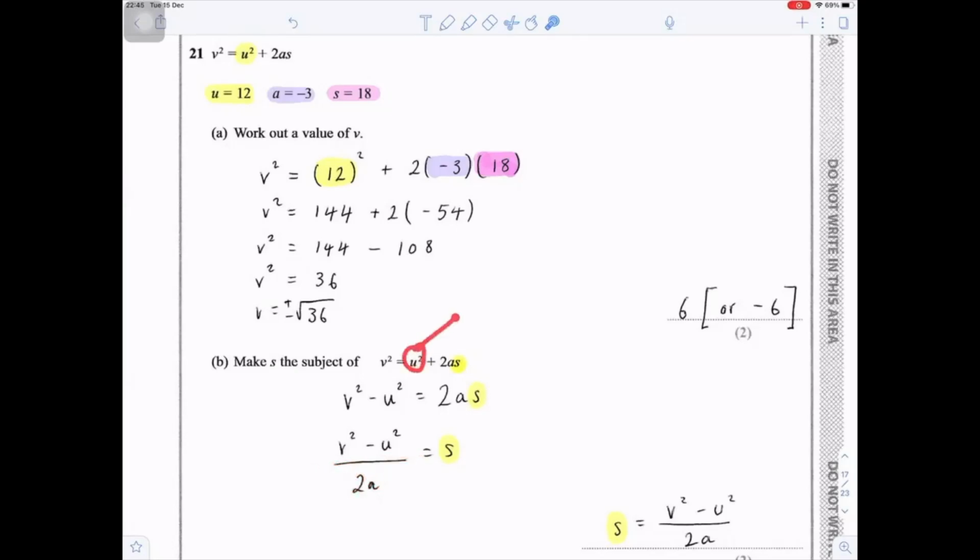So the U squared is the shoes, which you remove, and the 2A is the socks. Now you're left with S on its own. And that means you have made S the subject of the formula. So S is, I always write it with the S first, S is V squared minus U squared divided by 2A.